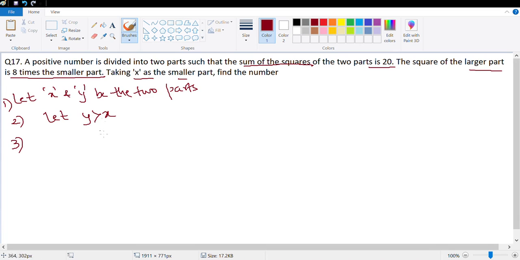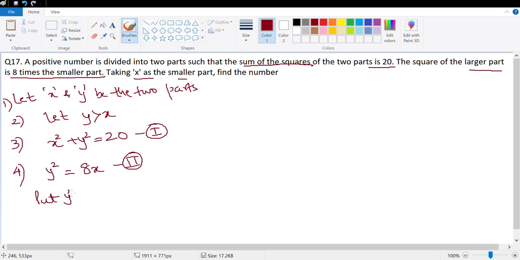So what's given is the sum of the squares, which means x square plus y square is equal to 20. That's the first equation or the relation that we can figure out. And the second one is the square of the larger part, that's y square, is 8 times the smaller part, which means 8 multiplied with the smaller part, which is x. So that's equation 2. So put y square is equal to 8x in equation 1, and what we get is x square plus 8x minus 20 is equal to 0.